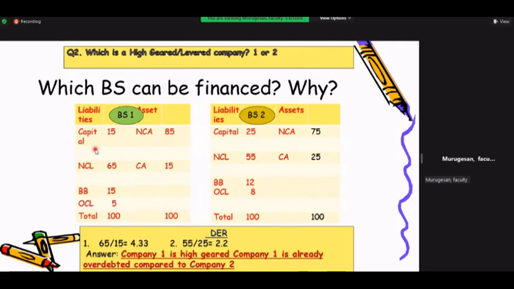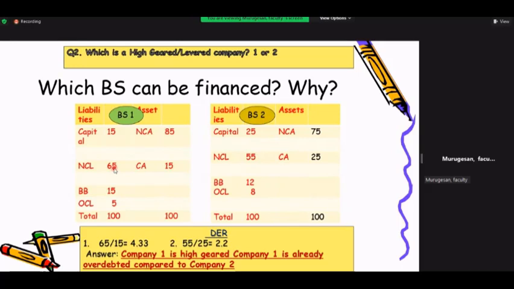So high gear, low gear: which is the high gear company, number one or number two? Number one is the high gear company, because the debt ratio is more than 4. But here it is just less than 3, just 2 point something. So this is better compared to that company, because more capital is there and fewer loans are there. The proportion of loans is less. Here the proportion of loan is more, so the ratio is more.